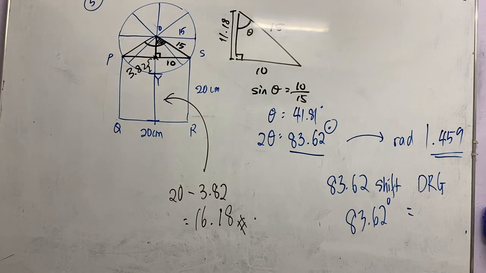Okay, next one. Find the area of the cross section for your section PYSRQ. Okay, yang bahagian PEL tu yang dekat bawah tu. Fikir macam mana buat tu.